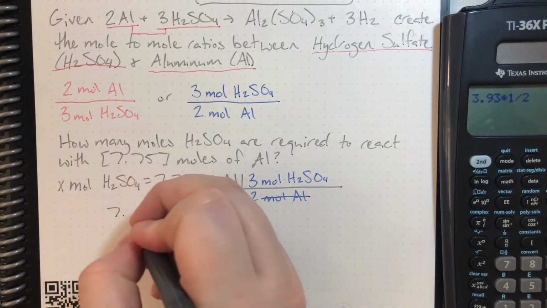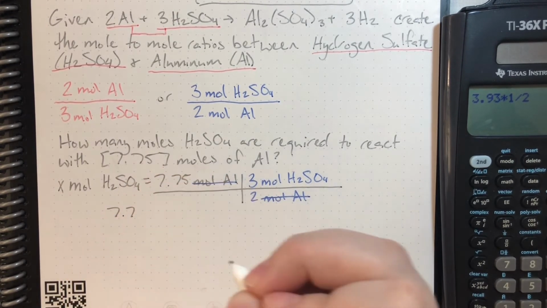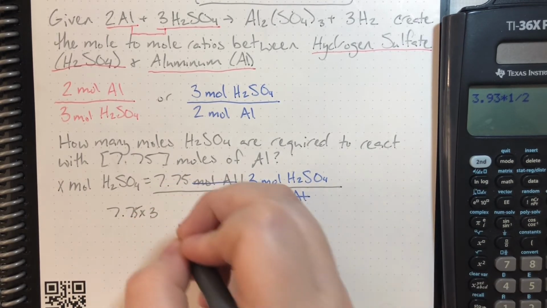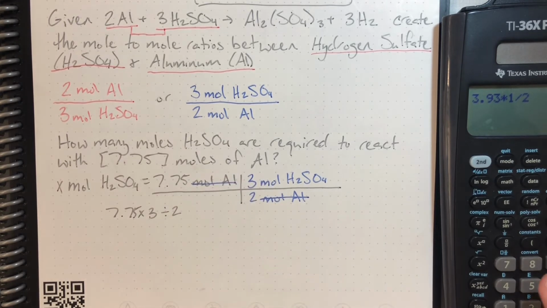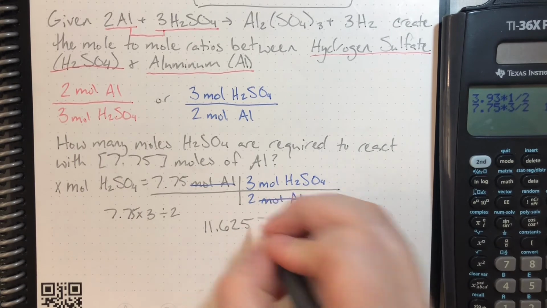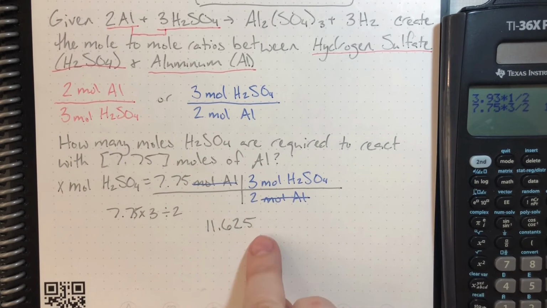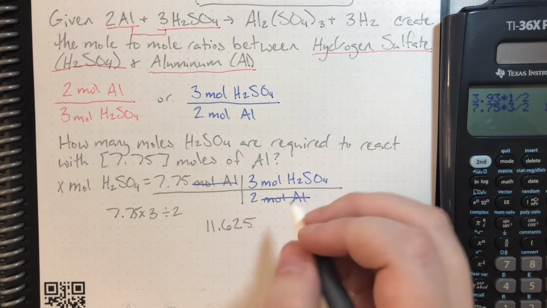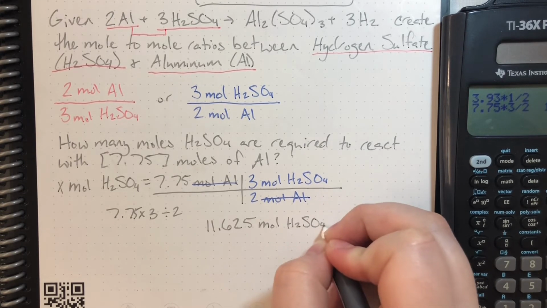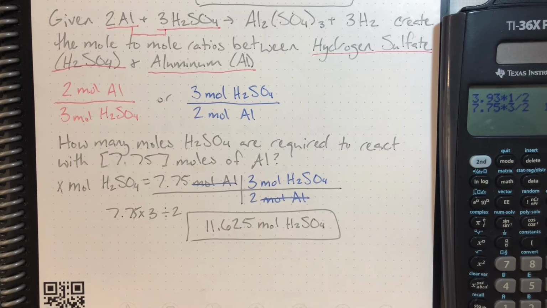I will multiply everything in the numerator, so 7.75 times 3, and I will divide by everything in the denominator, so I will be dividing by 2. 7.75 times 3 divided by 2 will give me the number 11.625. Rounding to 3 decimal places, it already has 3, so that means I can go ahead and attach the unit that I solved for, which was moles of hydrogen sulfate, before I box my final answer.